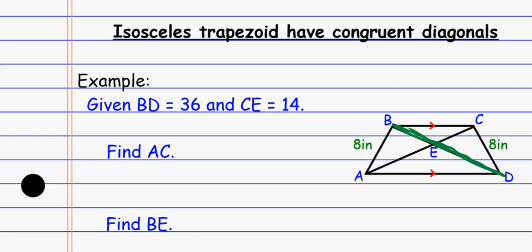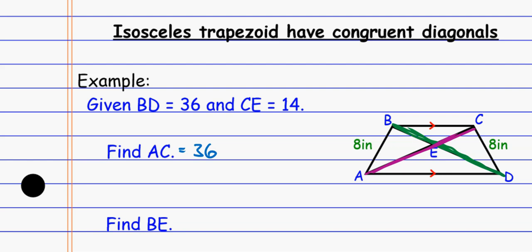If I know this entire diagonal BD is 36, well, then I know the other entire diagonal, which is AC, has also got to be 36, okay? So because this is an isosceles trapezoid, the diagonals have to be congruent. If one of them's 36, the other one's 36.